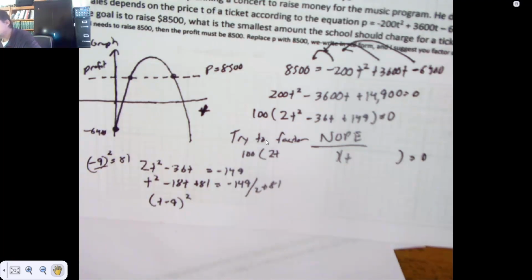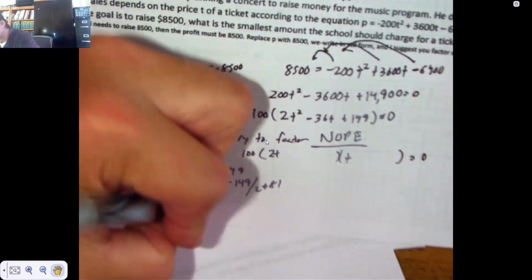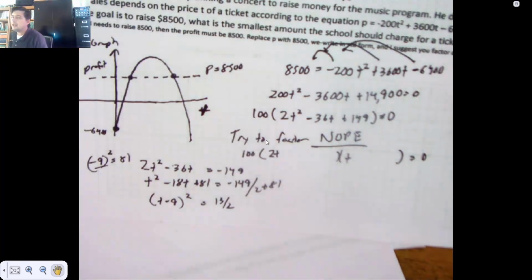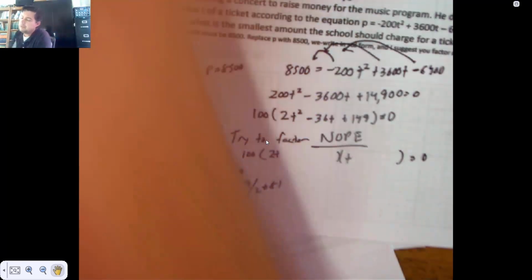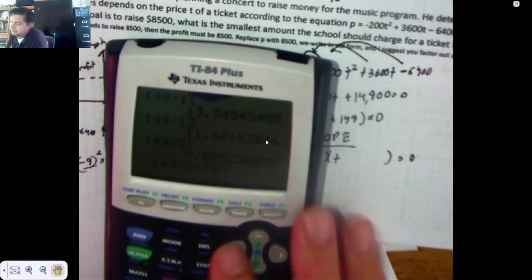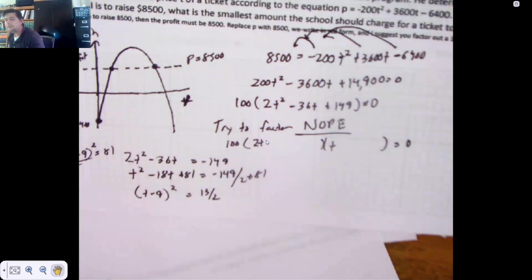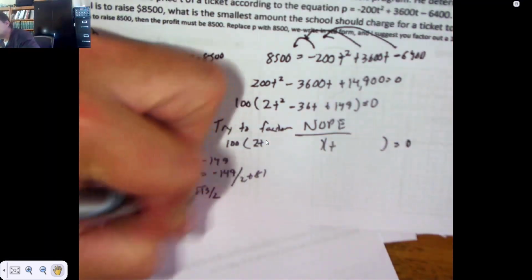Negative 149 halves plus 81 would be 162. 23 halves? No, 13 halves. Yeah, this thing did not factor. I'm going to check myself too. It has been a very long day. So negative 149 halves plus 81 back as a fraction is 13 halves. The opposite of squaring is square rooting.